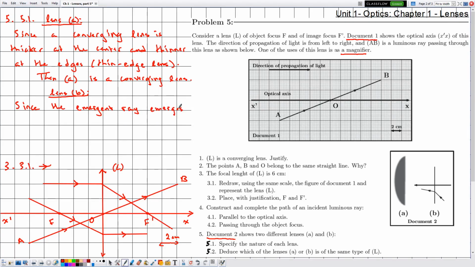Then let's say that since the emergent ray emerges away from the optical axis, then B is a diverging lens. So this is a converging lens and this is a diverging lens. And now in 5.2 they are telling me to deduce which of the lenses A or B is of the same type as L.